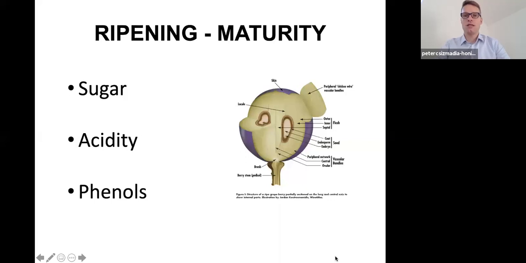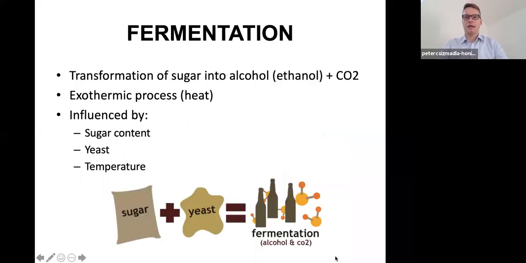So I have brought a berry into our virtual classroom, to be able to talk through the key components of the grape. As you will see, I have listed three elements: sugar, acidity, and phenols. Because when we are making a decision about when to pick the grapes in the vineyard, what we are looking for is a balance between these three components.